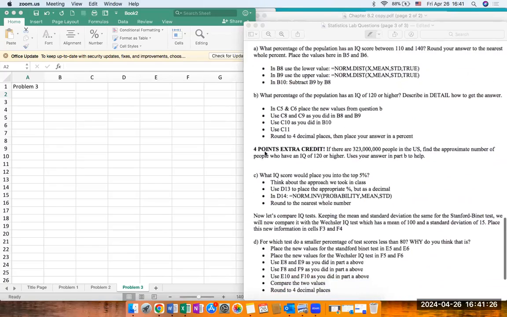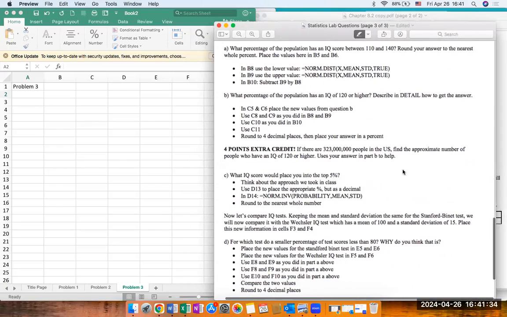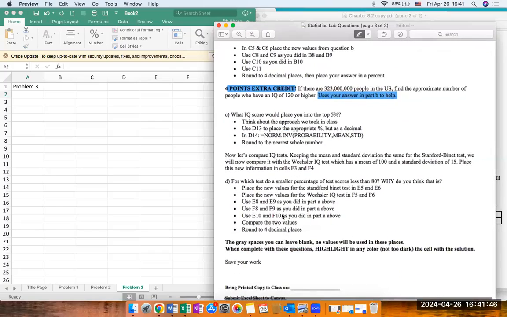One thing I will say, there is an extra credit. However, that is only if you read the whole page. A lot of my students last semester were not reading. It says, use your answer to help you in part B. So this extra credit is only an addition to part B. You still have to do part C and D.